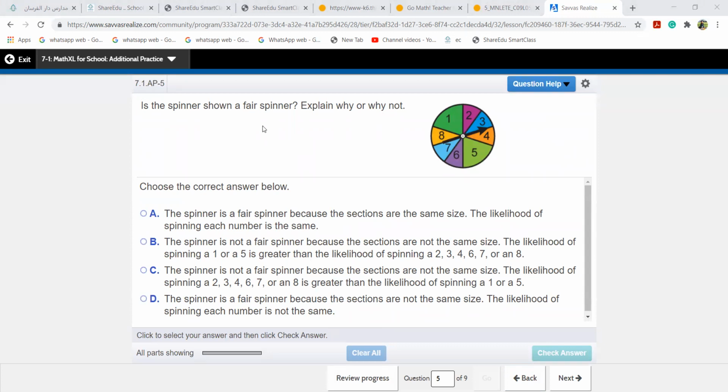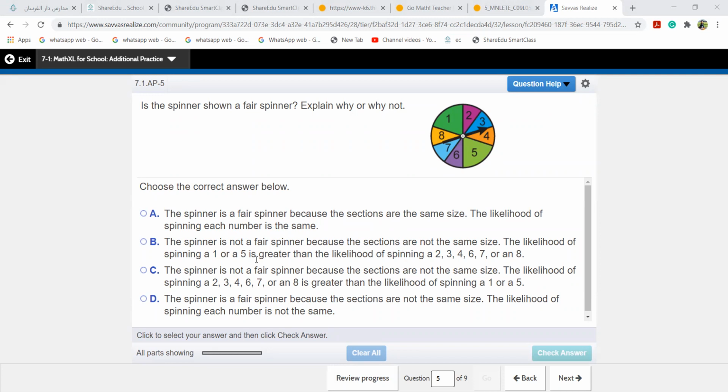Is the spinner shown a fair spinner? Explain why or why not. What does the spinner show, girls? Where is the spinner between? Is it a fair spinner or not a fair spinner? It is not a fair spinner because sections are not the same size.